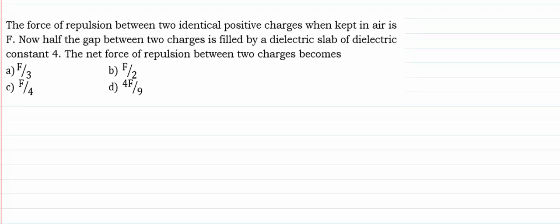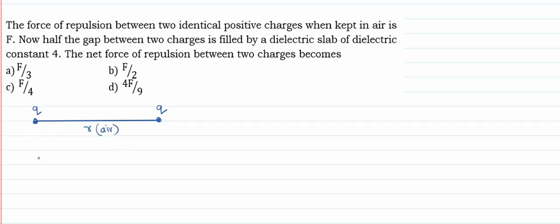Next, second one. The force of repulsion between two identical positive charges when kept in air is F. So there are two identical positive charges, I will take both as Q. They are separated by a certain distance, he has not given the distance, and it is in air.